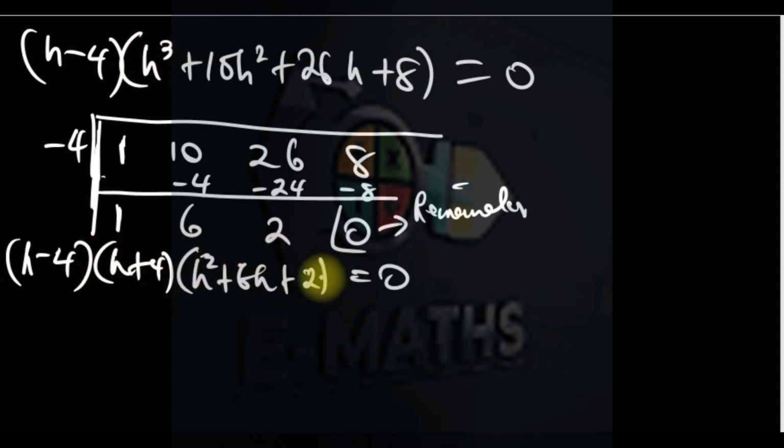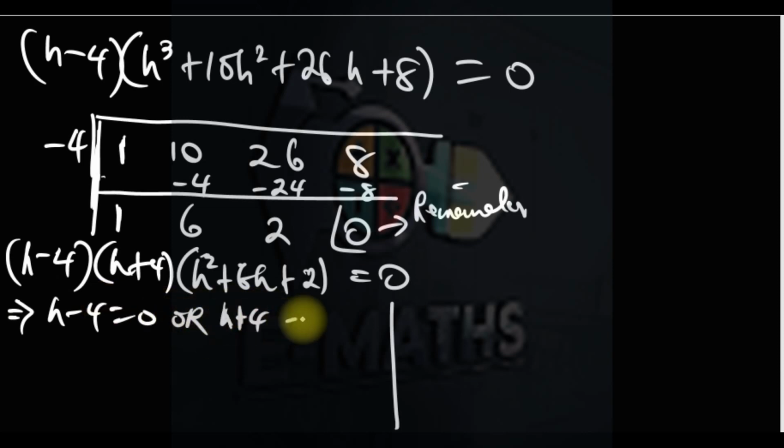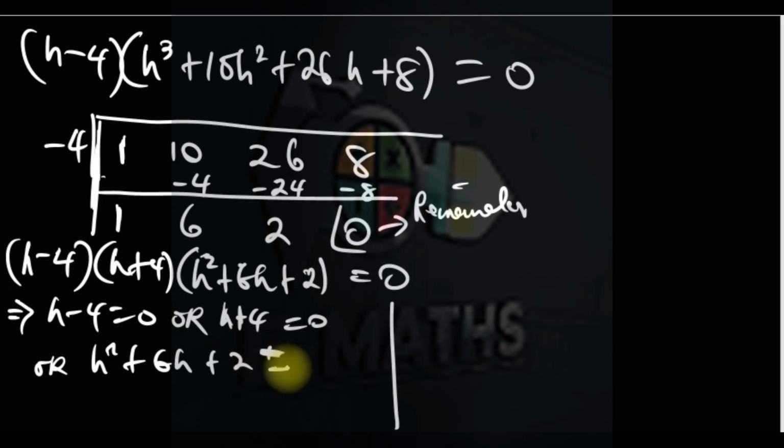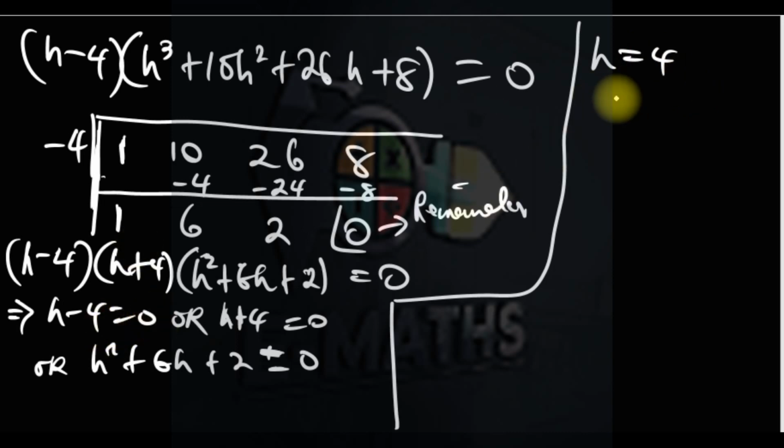And again, let's solve for this. We can't factor this further, so let's solve. This implies, for the product to be 0, that h minus 4 is 0 or h plus 4 is 0 or h squared plus 6h plus 2 is 0. So if you solve this, you notice that h is 4 for this case, h is minus 4, and for this we can't factor, so let's use the quadratic formula.